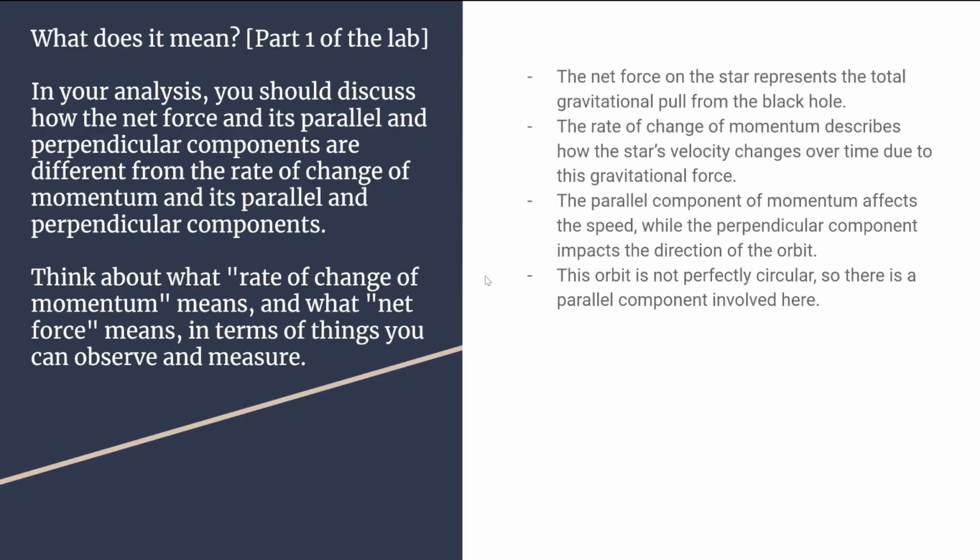Conclusion questions. So the net force on the star represents the total gravitational pull from the black hole. The rate of change in momentum describes how the star's velocity changes over time due to this gravitational force. The parallel component of the momentum affects the speed, while the perpendicular component impacts the direction. The orbit is not perfectly circular here, so there is a parallel component, meaning the speed was changing throughout the process.